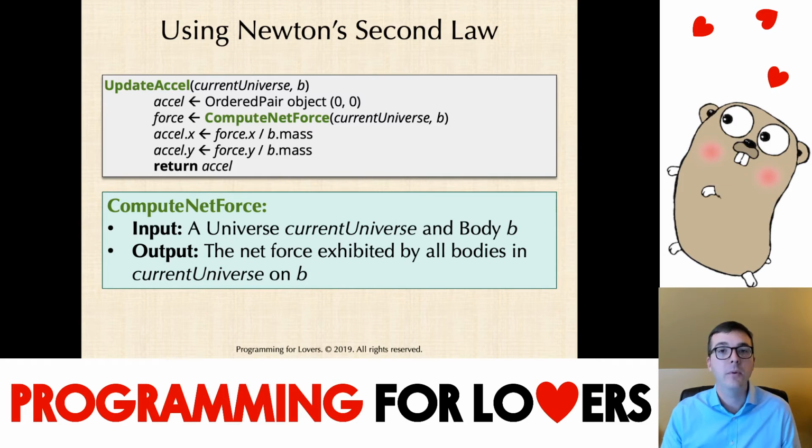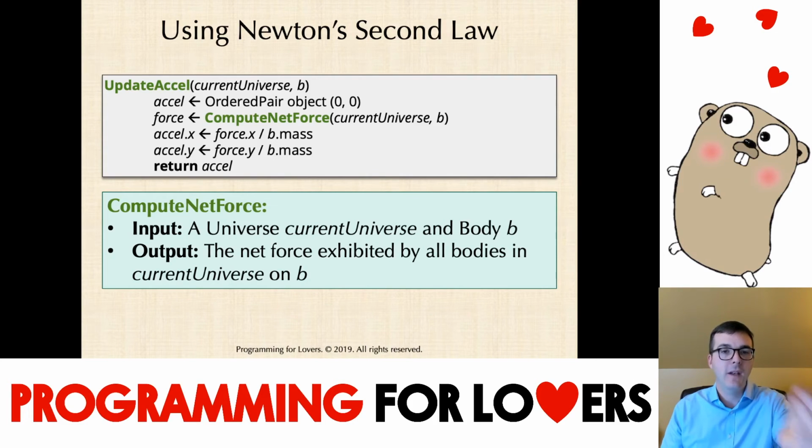I could call a ComputeNetForce function that takes, again, the current universe as well as B, and says, what is the net force acting on B from everything other than B in the universe? And that will give me a force vector or ordered pair.